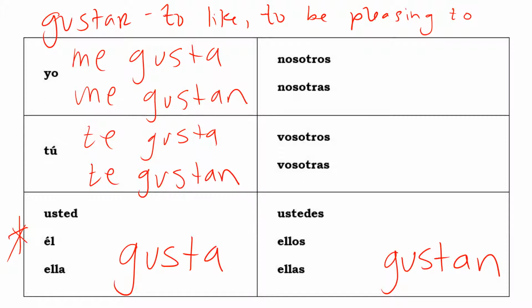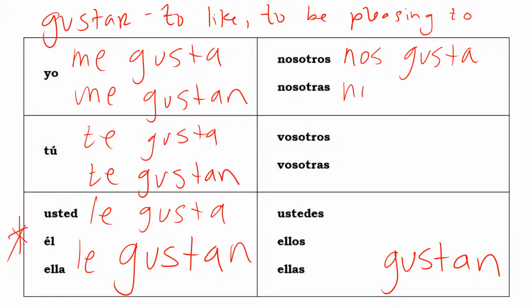That means that if you like something, you will either say te gusta if you like one thing, or te gustan if you like more than one thing. If he or she or you formal like something, our forms are either le gusta or le gustan. For nosotros, nos gusta if we like one thing, nos gustan if we like more than one thing.